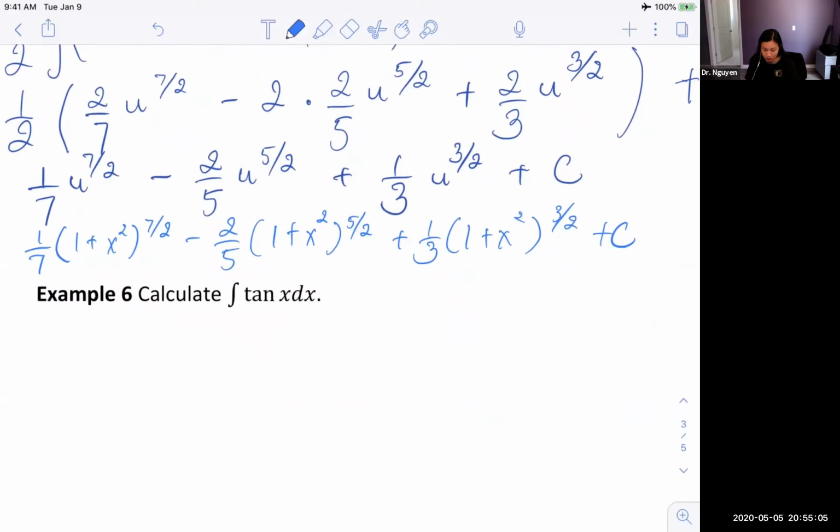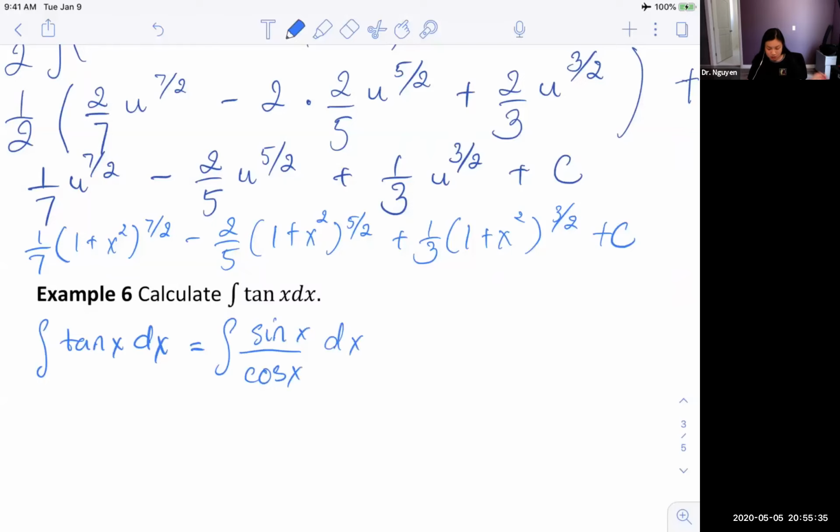Okay. So for this example, I really don't know what to use for u substitution, because tangent is just tangent. So you might want to change it to sine of x over cosine of x dx.